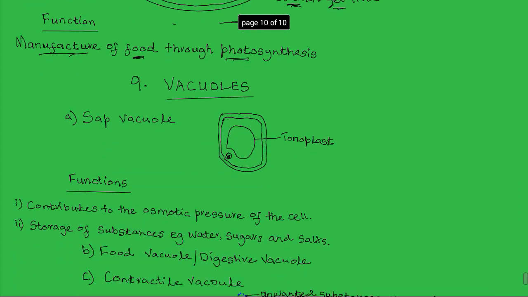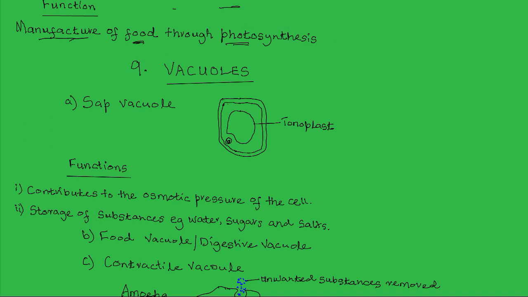Next organelle is a vacuole. Now, there are many different types of vacuoles, but in general, all the vacuoles have a single membrane. That is, regardless of the type, they all have a single membrane. There are three types of vacuoles depending on the function. The three types are: 1, sap vacuole.